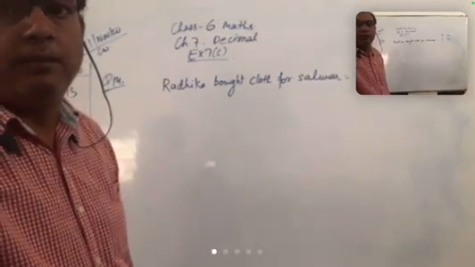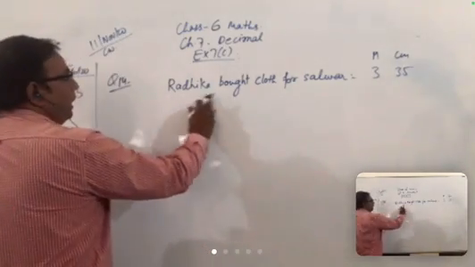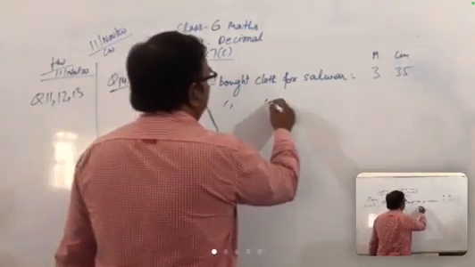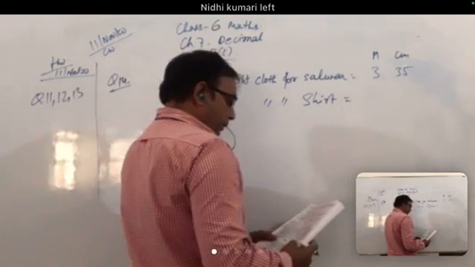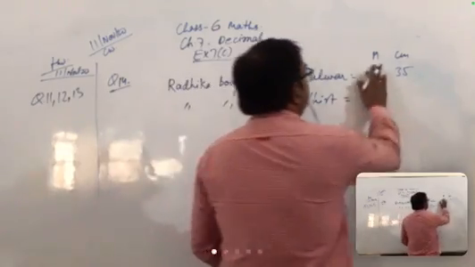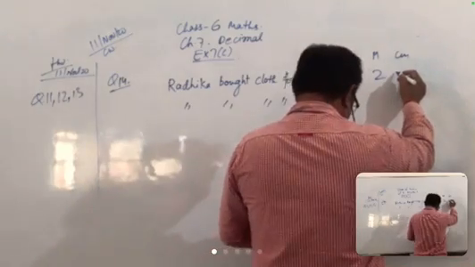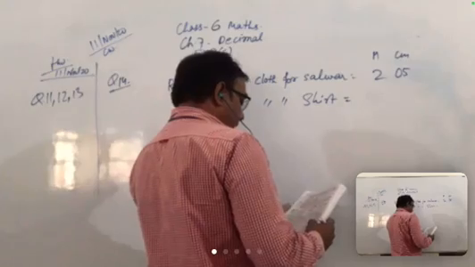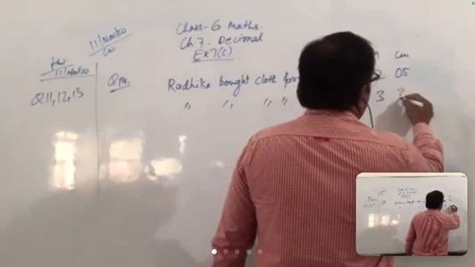Is it visible to all now? Then Radhika bought cloth for salwar, 2 meter 5 centimeter. Then Radhika bought cloth for shirt is equal to 3 meter 35 centimeter. Something is written wrong, I think, you people have not seen the value. Salwar is 2 meter 5 centimeter, so we have to write it like 2.05, okay? Because it is 5 centimeter. Every time you have to remember this.